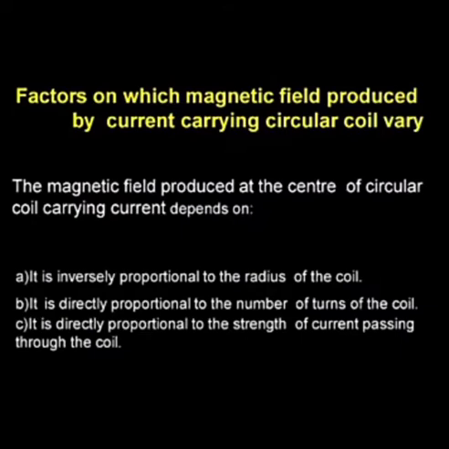Factors on which the magnetic field produced by a current carrying circular coil varies. The magnetic field produced at the center of the circular coil carrying current depends on the following. It is inversely proportional to the radius of the coil. It is directly proportional to the number of turns of the coil. It is directly proportional to the strength of the current passing through the coil.